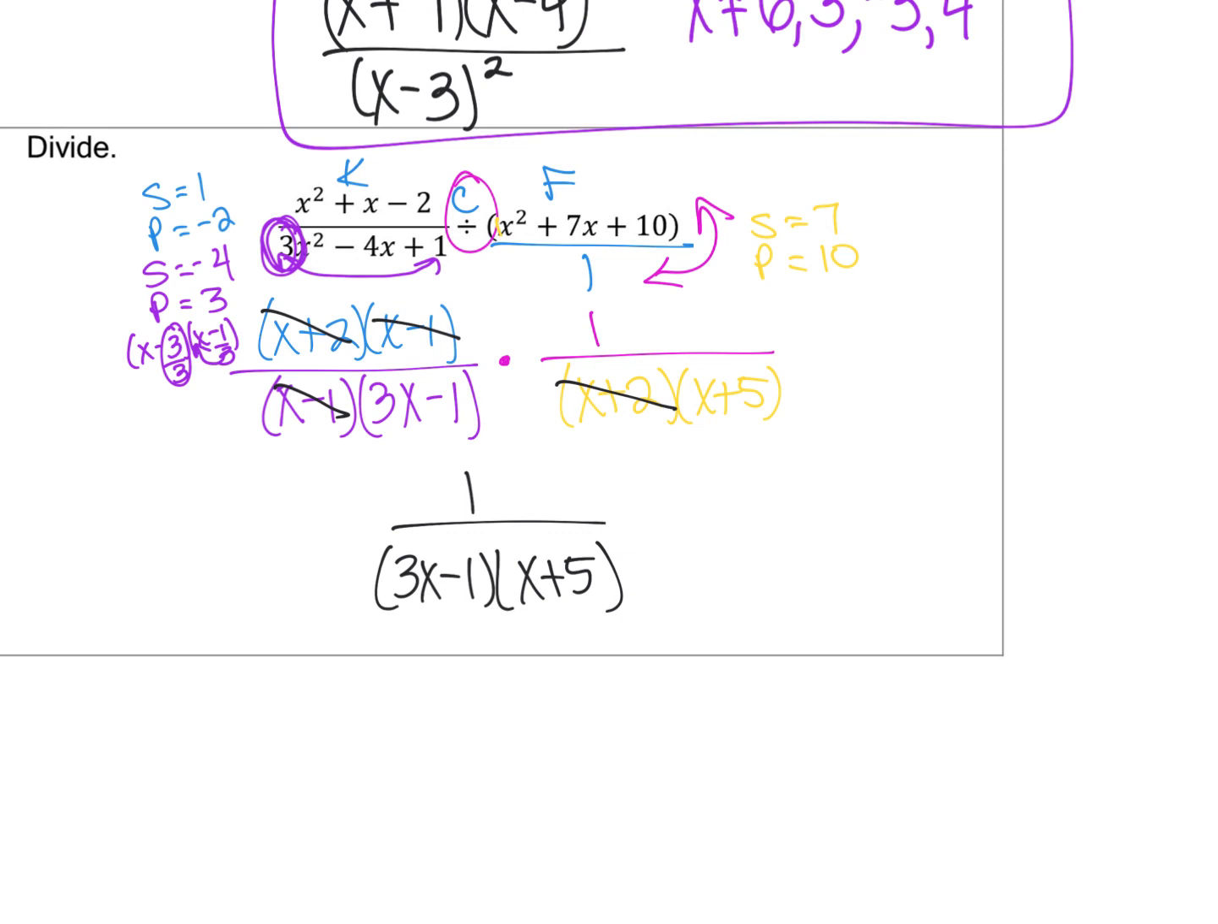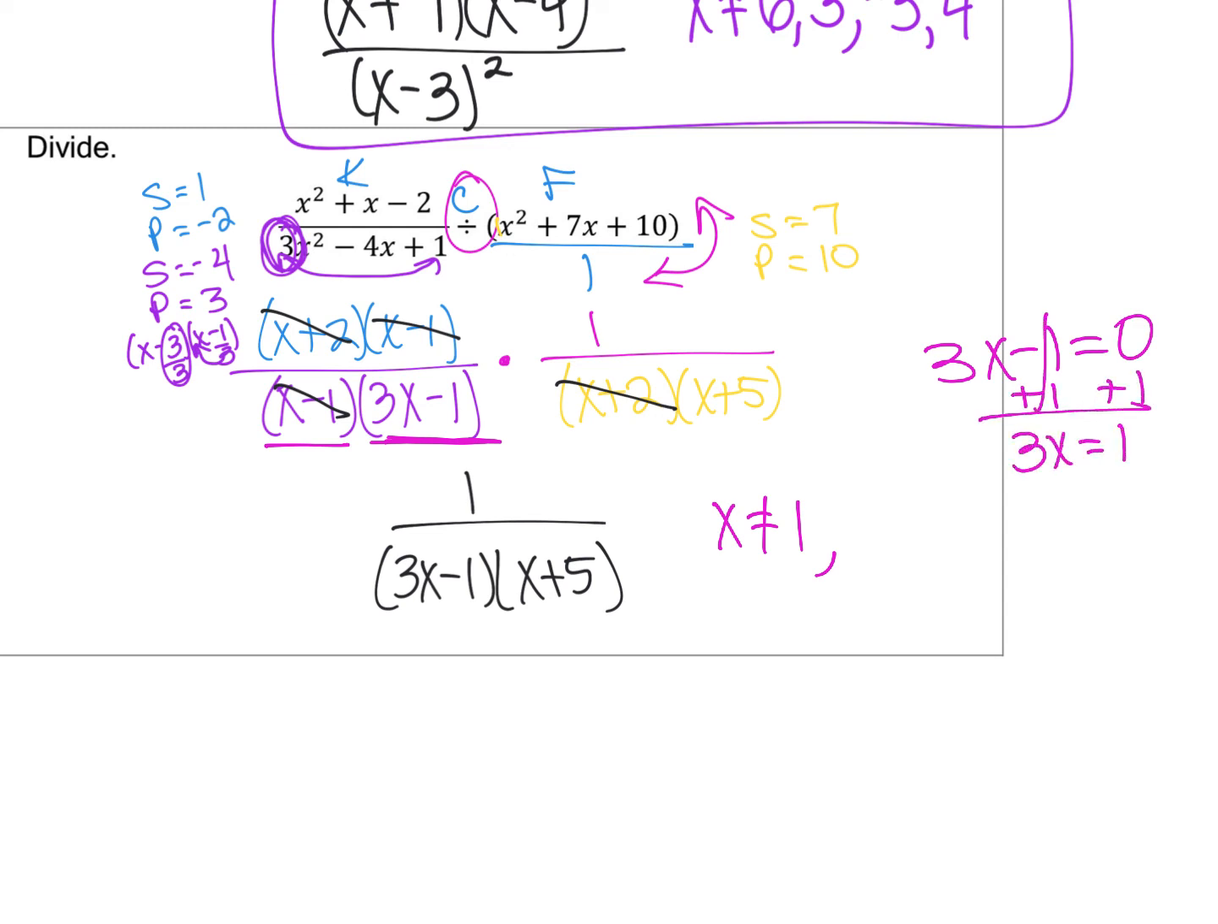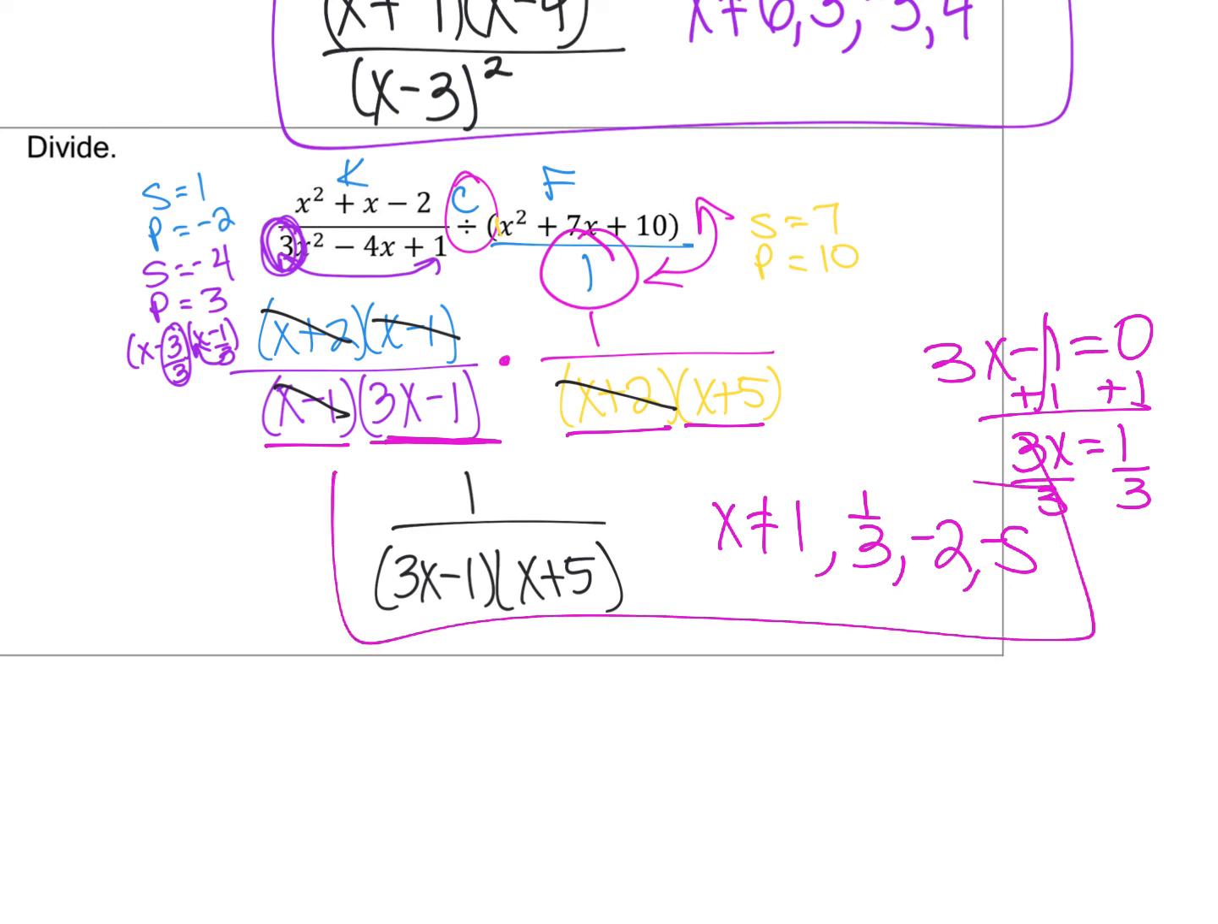So checking for your excluded values, 1 would cause that first one to be 0. If you can't determine what would cause this, then set it equal to 0 and solve for x. So 1/3. And then this one would be -2. This one would be -5. Looking at your original denominator, notice nothing would have caused that to be 0. So that would be all of our excluded values there.